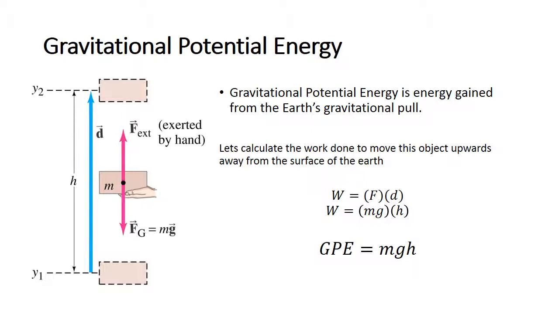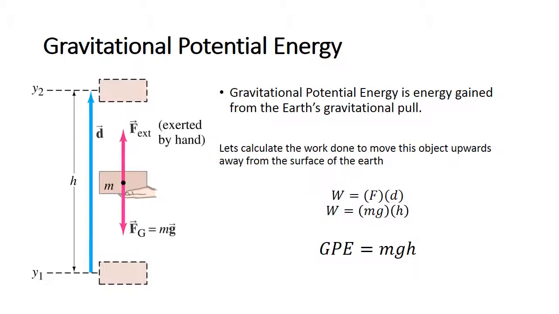Gravitational potential energy. Gravitational potential energy is the energy gained by an object from the Earth's gravitational pull. So here we have an object. This object is starting at the ground level. A force is applied to it by the hand, lifting that object up a distance h, or d for the amount of displacement.